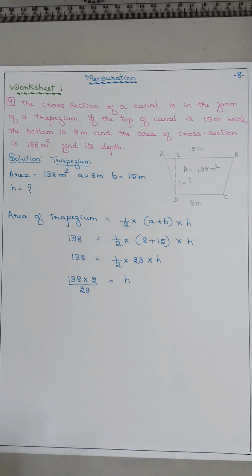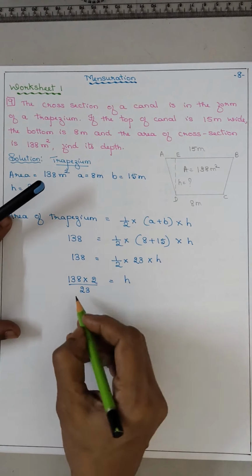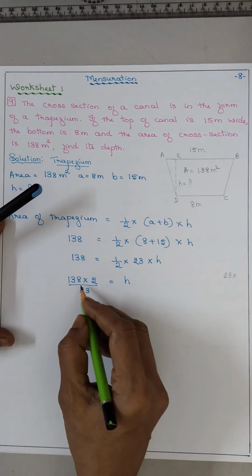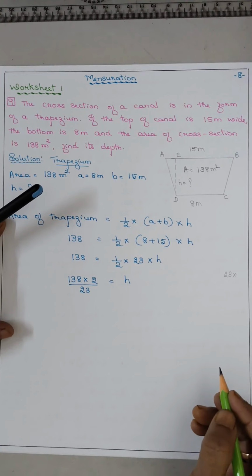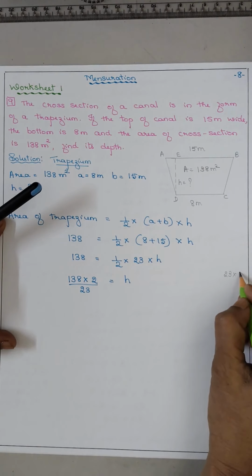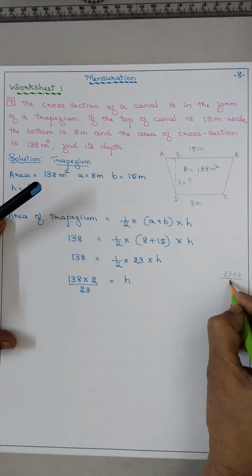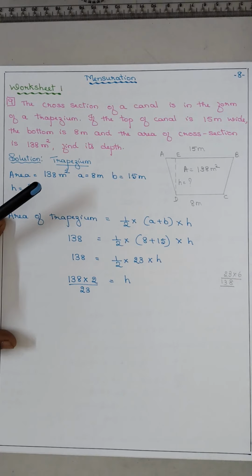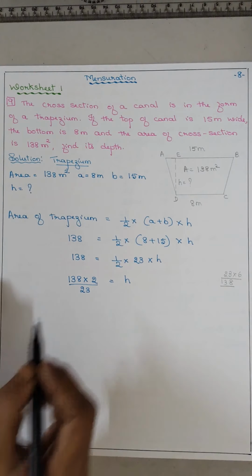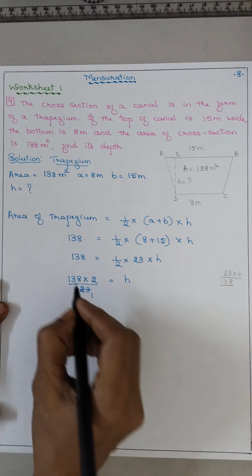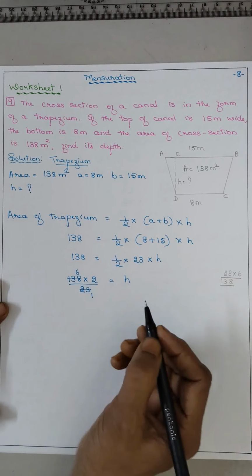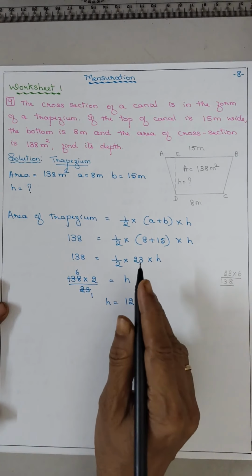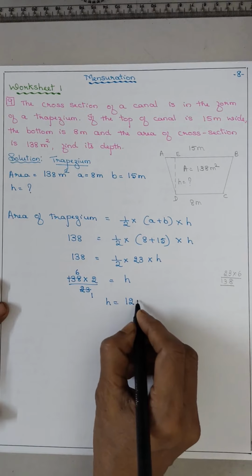Check whether 23 in 138. 3 how much are 8 ending, 6 3s are 18, 6 2s are 12, plus 1 is 13, so it is 138. So that means 23 6s are 138. So H is equal to 6 2s are 12. It is 12 meter.